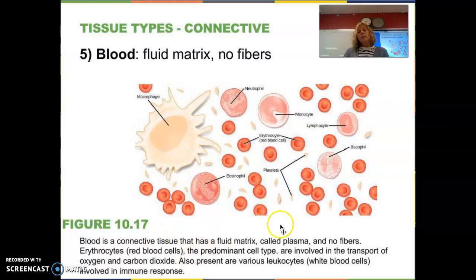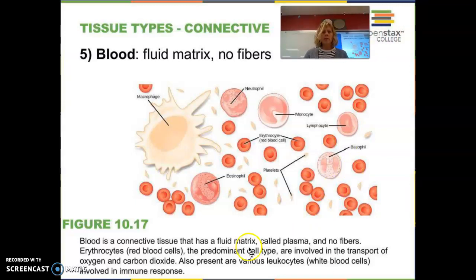So, blood is considered a connective tissue, which I feel kind of goes against the grain of what we might consider connective tissue. So this is a picture of blood, and it really shows the diversity of different types of cells that we see in blood. You can see that some are very large and some are much smaller.